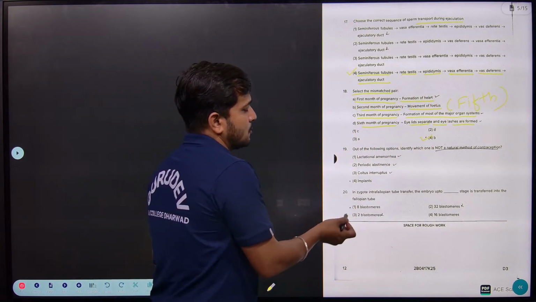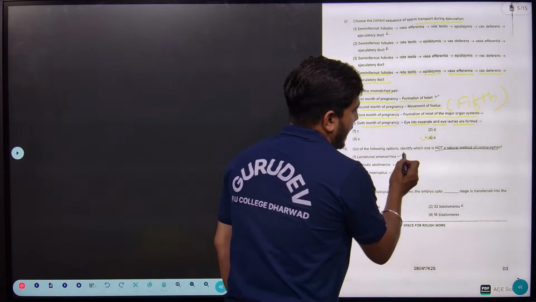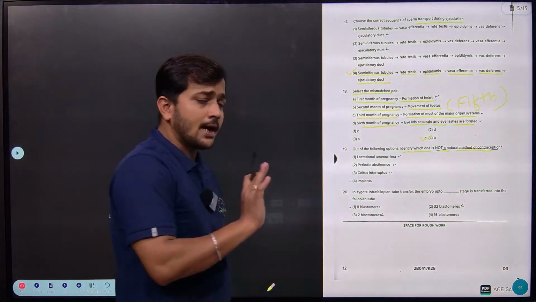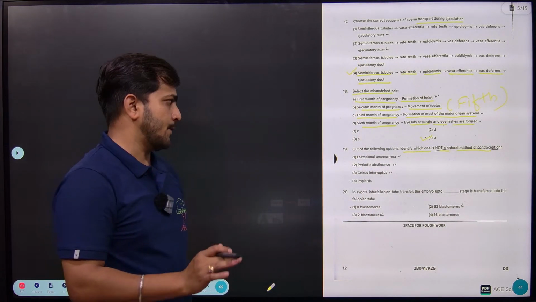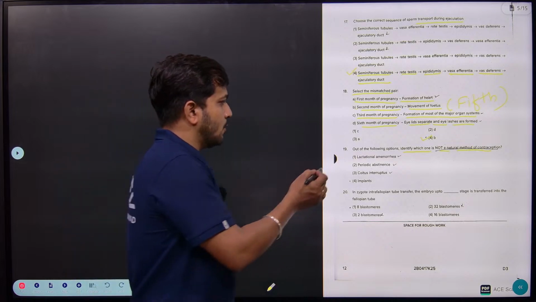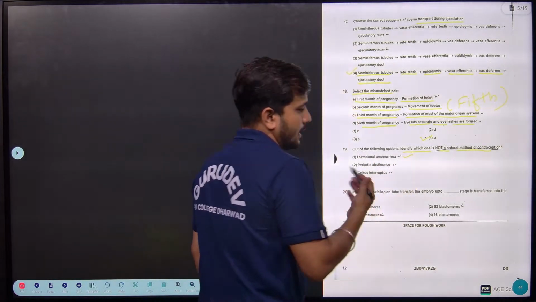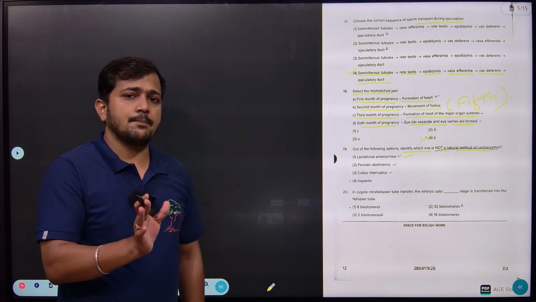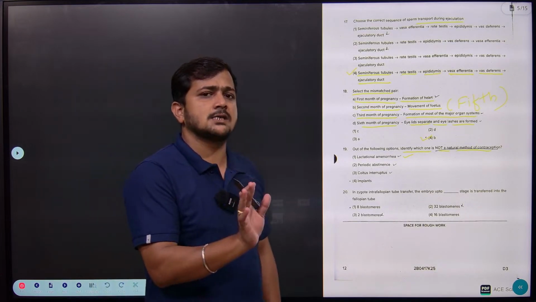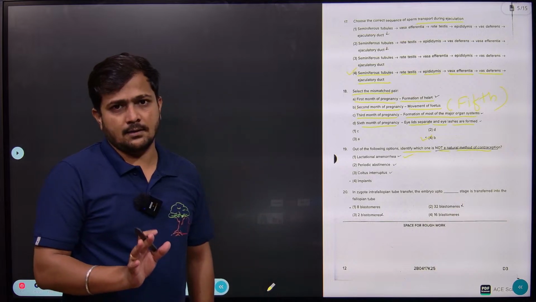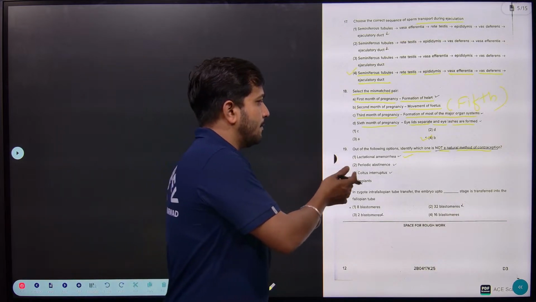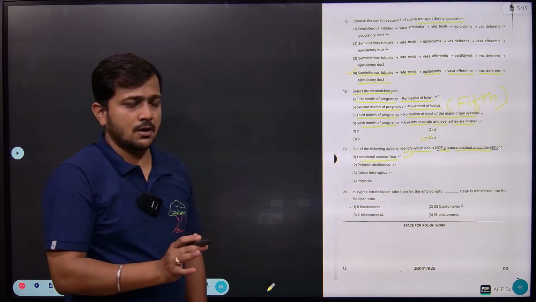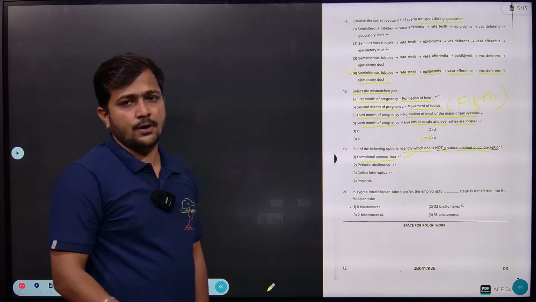Then the 19th question: out of the following options, identify which one is not a natural method of contraception. Among the natural methods of contraception, you will find lactational amenorrhea, right? When the mother delivers a baby, during that period, on an average up to 6 months, there will not be any menstrual cycle, right? And as the mother is feeding the baby, that is what we call the first natural method of contraception, lactational amenorrhea, right?